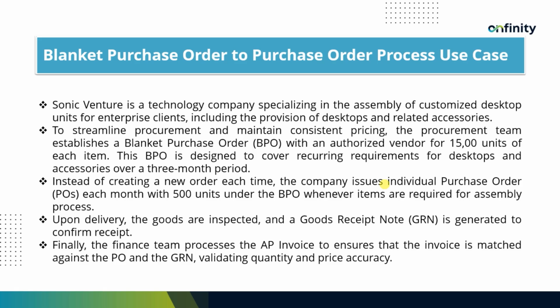To streamline procurement and maintain consistent pricing, the procurement team establishes a blanket purchase order, BPO, with an authorized vendor for 1,500 units of each item. This BPO is designed to cover recurring requirements of desktops and accessories over a 3-month period. Instead of creating a new order each time, the company issues an individual purchase order each month with 500 units under the BPO, whenever items are required for the assembly process.